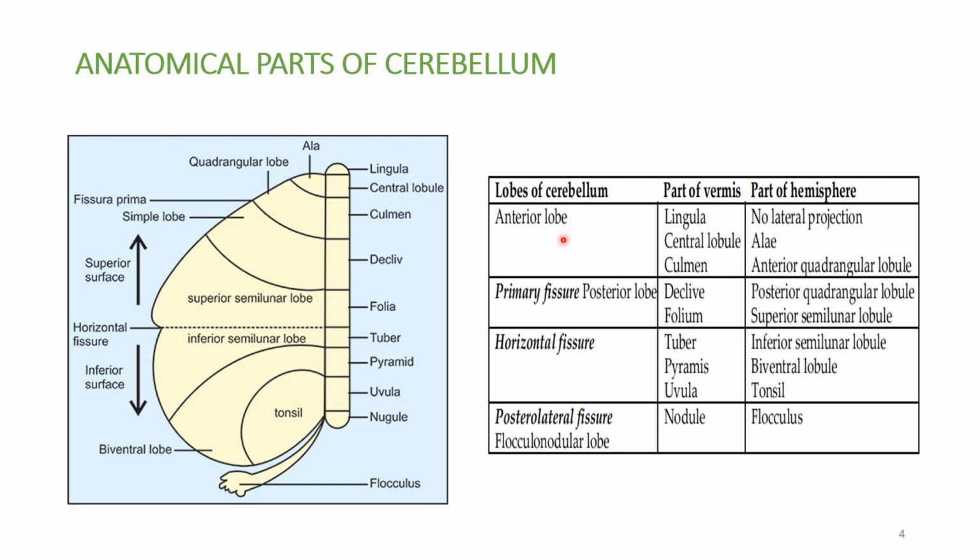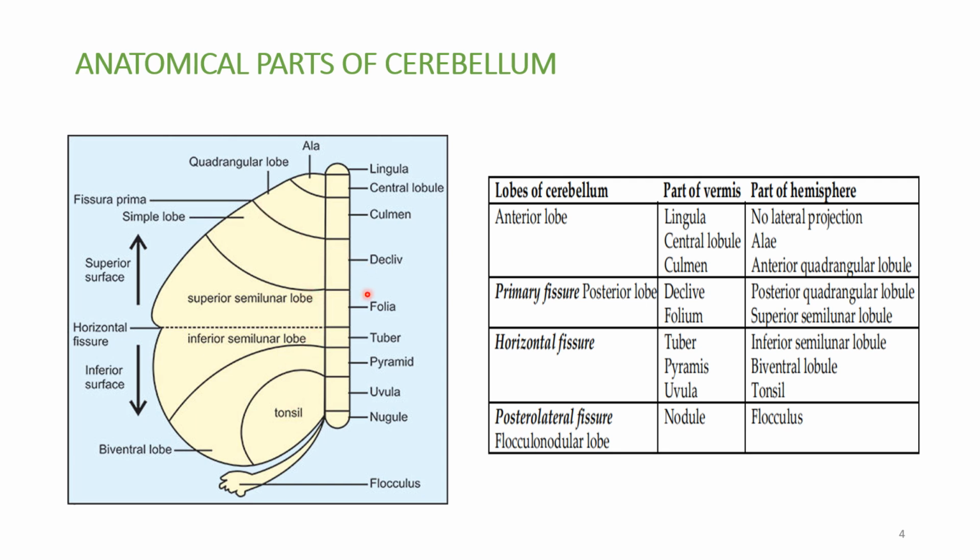Coming to the anatomical parts of the cerebellum, the lobes are the anterior lobe and the posterior lobe. The anterior lobe contains the lingula, central lobule and culmen. Here you can see the lingula, central lobule and culmen, which compose the anterior lobe. Then the primary fissure, then this is the posterior lobe.